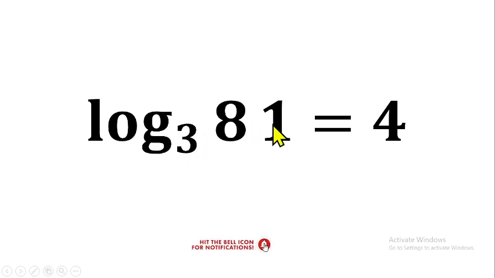The logarithm of a number in a given base is the index to which the base must be raised to get this number back. How many times can I raise this base to get 81? And that should give us 4. So 3 raised to power 4 will give us 81. That's the meaning of this logarithm you are having here.